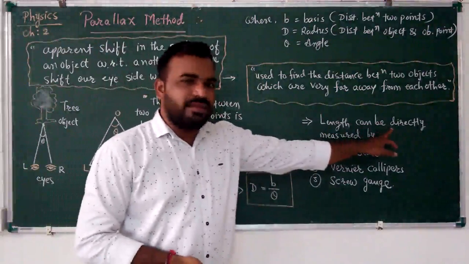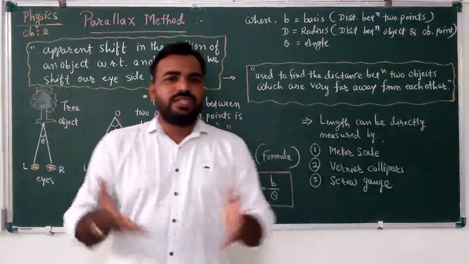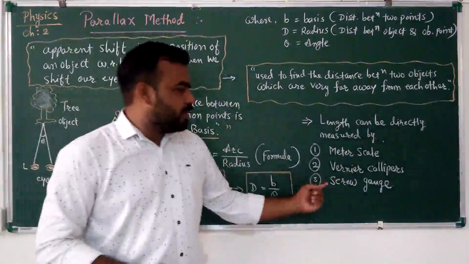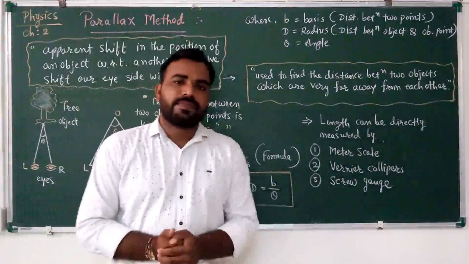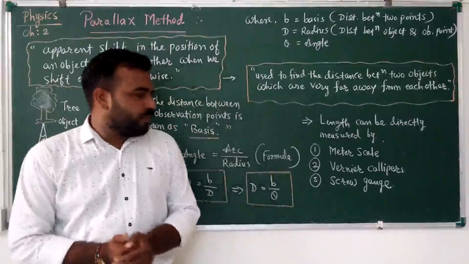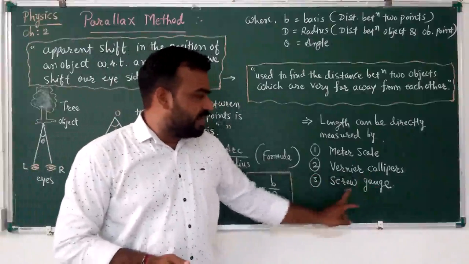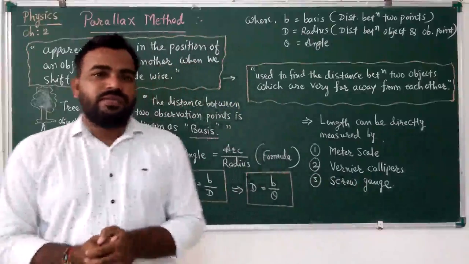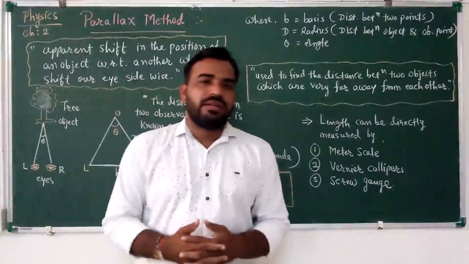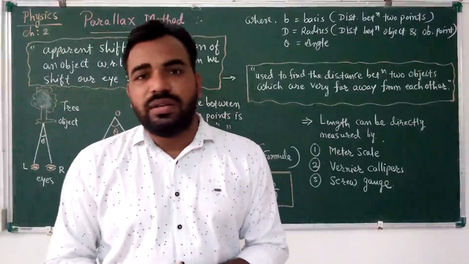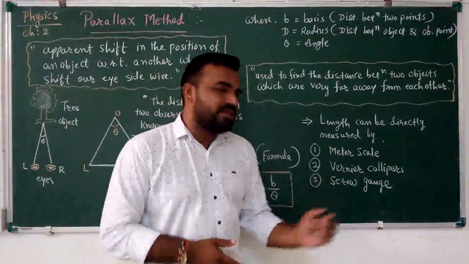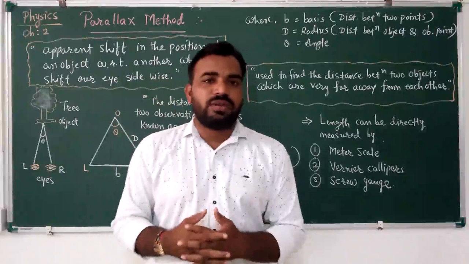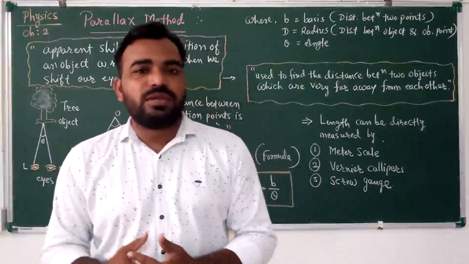Now length can be directly measured using some instruments. We know about meter scale. These two instruments are new for you: vernier calipers and screw gauge. That you will learn in the practical session. You will learn about these two instruments in your practical session. How to use vernier calipers, how to use screw gauge.